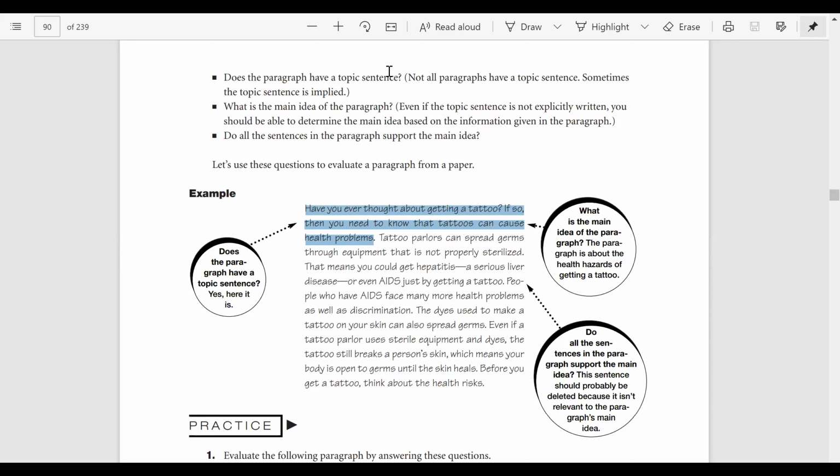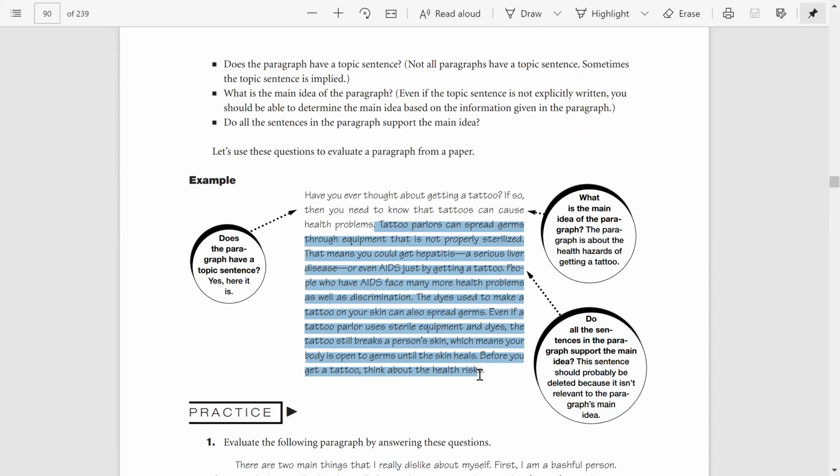Sorry, internet problem occurred. So I was telling you that this first sentence is the main idea of the paragraph. It tells us what the paragraph is about, and it is also the topic sentence in the paragraph. So now let's have a look at the other sentences in the paragraph here. We will know whether the supporting sentences in the paragraph are directly linked to the main idea.